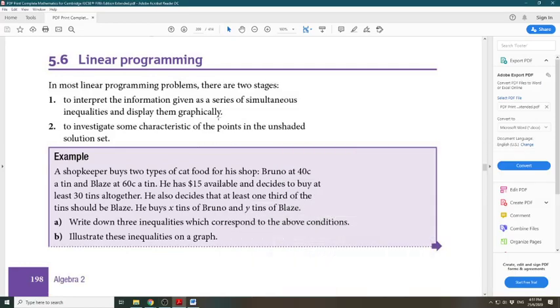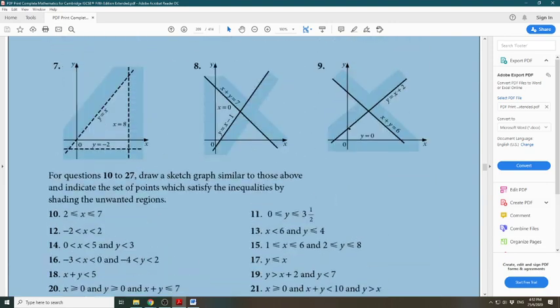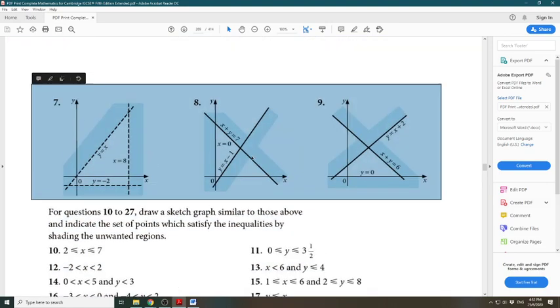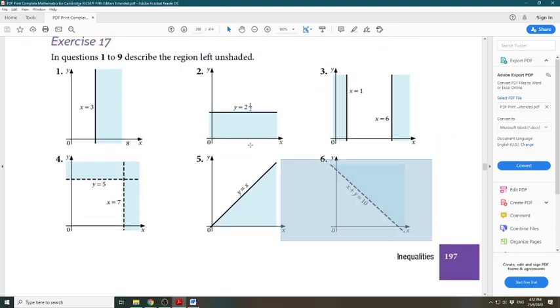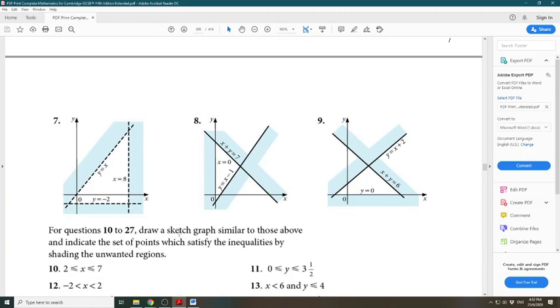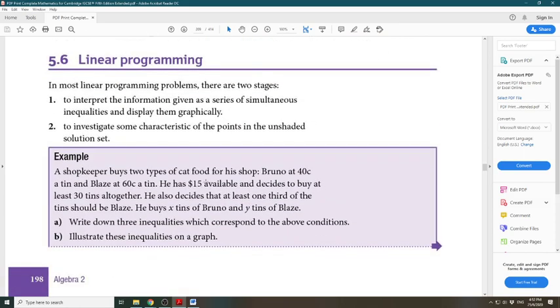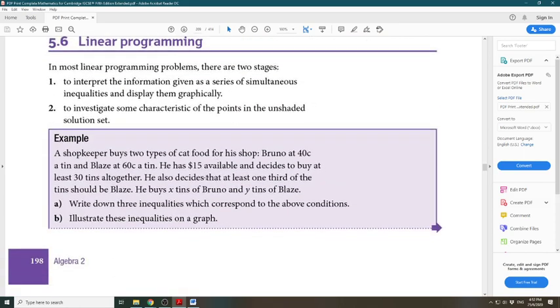Hi everybody. So we're going to start on linear programming. I hope that you have already familiarized yourself with all this. You should know how to draw all this already. This is important because if you do not know any of this, you can expect to be very blur with linear programming. So what is linear programming for?